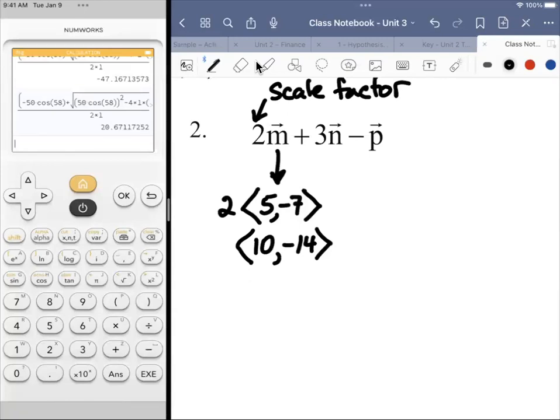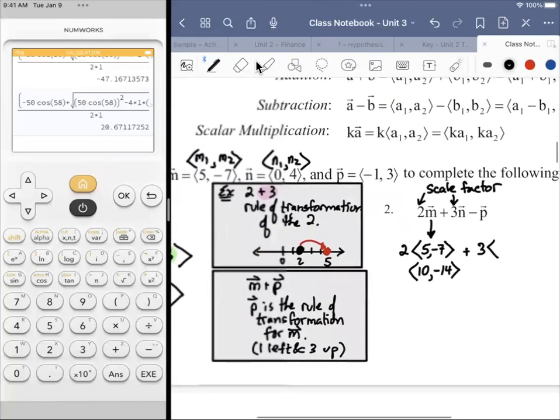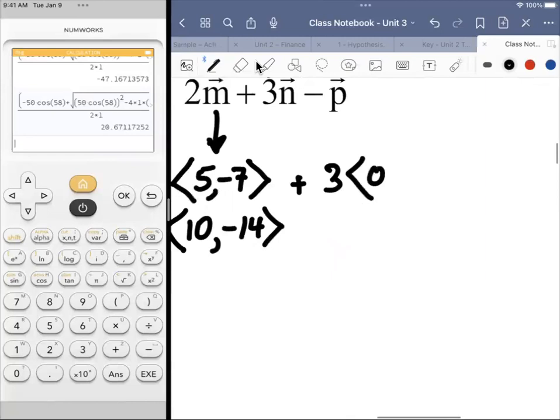So we have a scale factor of 3 for n. So this is plus 3 times n, which is (0, 4).